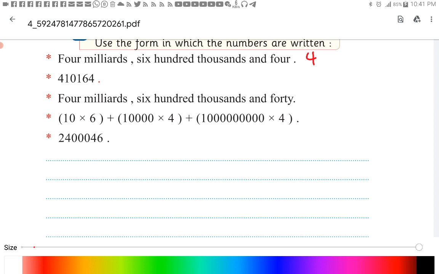Then 600,000, so there is no million. 600,000 and 4. This number.